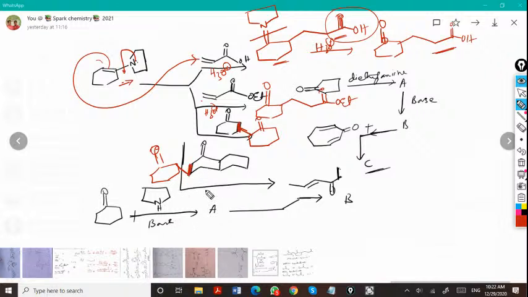So in this question, initially what I gave: in presence of base, when a secondary amine reacts, it results in the enamine system. So, enamine.